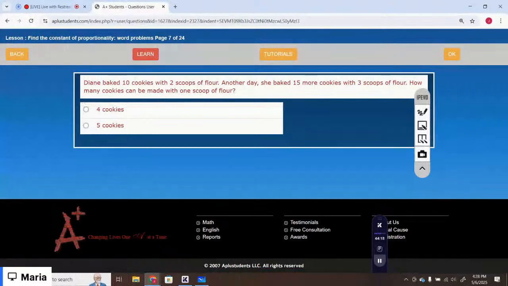Diane baked 10 cookies with 2 scoops of flour. Another day, she baked 15 more cookies with 3 scoops of flour. How many cookies can be made with 1 scoop of flour? So, which is the correct option?